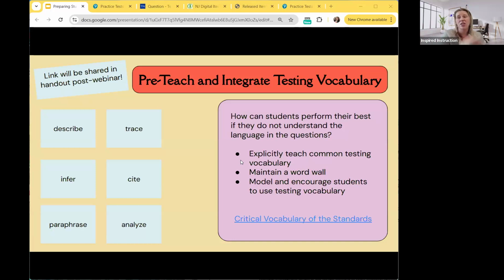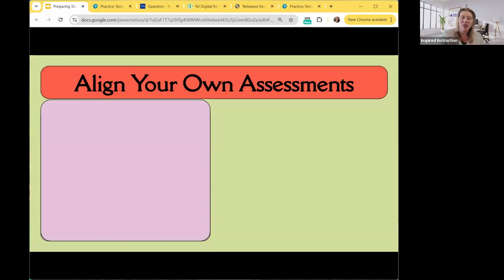And a lot of these words directly connect to the standards anyway, and what they're being expected to do in the ELA standards, being able to cite and trace arguments and paraphrase and analyze. So just making sure they have a really clear understanding of what those things are and what they mean.